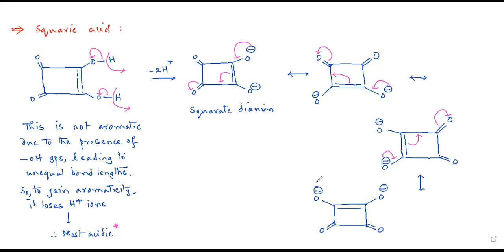Now, if suppose I go for this, we'll get the first figure. I mean, this one. Look at this. So, let me just cut it off. So, these are the resonance structures of squaric acid. Greater the conjugation, greater is the stability. Remember, squarate dianion is aromatic, not the squaric acid. Okay.